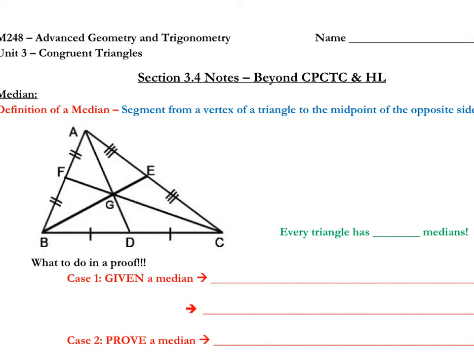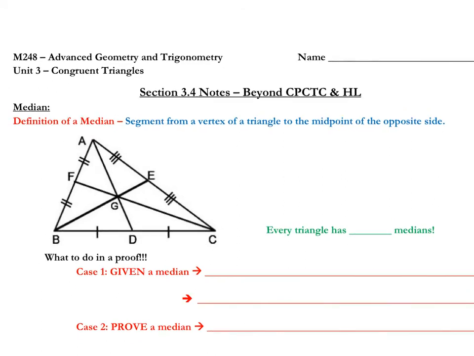Today's lesson is a continuation of CPCTC, and then we're also going to learn the last congruence postulate for proving triangles congruent, which is called HL. So before we do that, let's go over some parts of a triangle. The two parts of a triangle we're going to learn about today are called the median and the altitude.